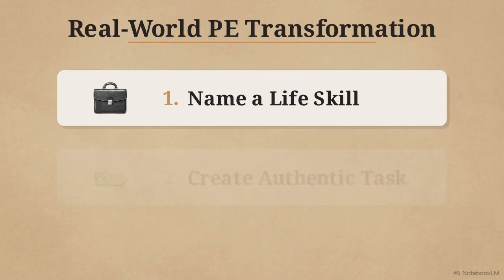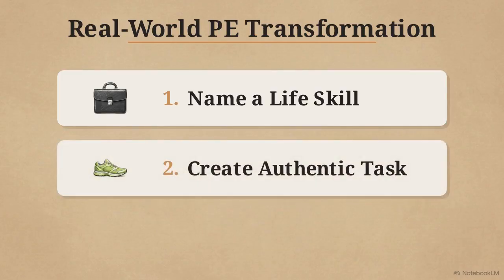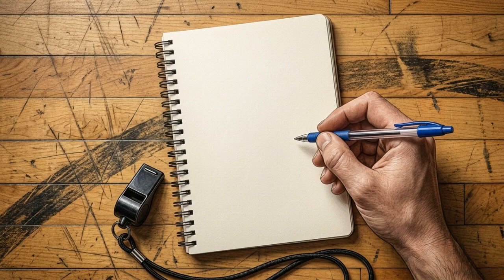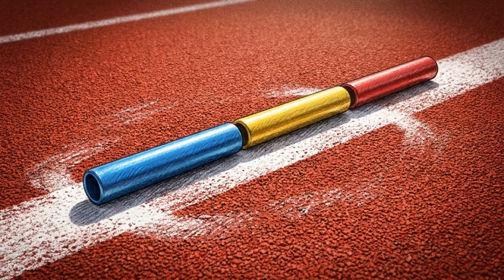First, we name a life skill. Second, we create an authentic task. And third, we close with a guided reflection. Before we begin, grab a notebook and think of a basic drill you already teach. For our working example, we are going to use a standard relay race.